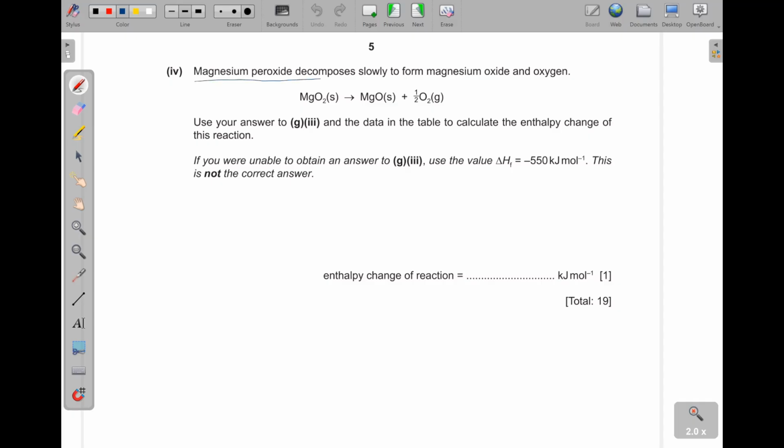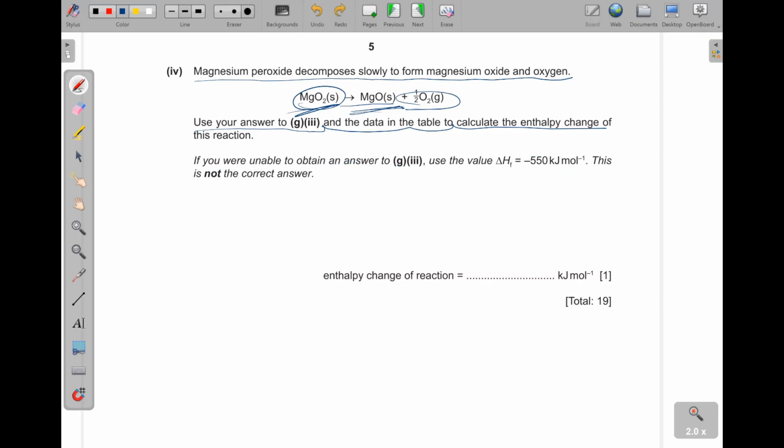Roman 4. Magnesium peroxide decomposes slowly to form magnesium oxide and oxygen. Magnesium peroxide gives off the magnesium oxide and then the oxygen. Use your answer in Roman 3 and the data in the table to calculate the enthalpy change of this reaction. If you are unable to obtain the answer, we got it already. Okay, so the enthalpy change of the reaction here.